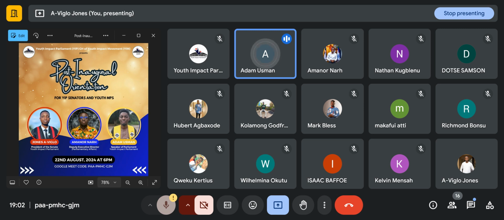I want to move to the duty of senators and youth MPs. Honorable members, as Honorable Jones said, it's almost the same. When you look at the standing orders of the YIP, the Youth Impact Parliament, and the standing orders of the Senate, which has the duties of the senators, it's almost the same. It just changes in ways where we have parliamentary debates, we have senatorial debates. Where parliament is, the change is just senators.